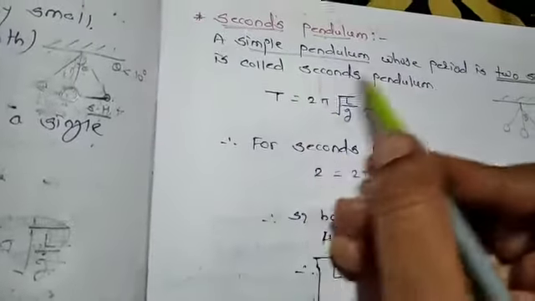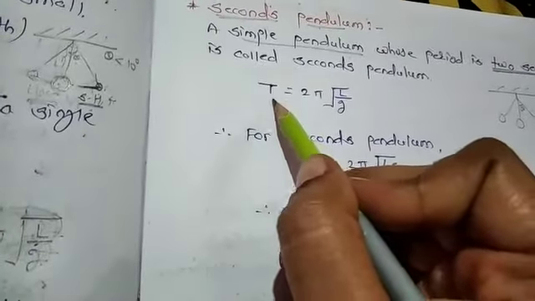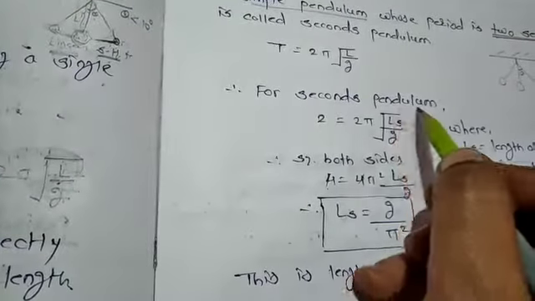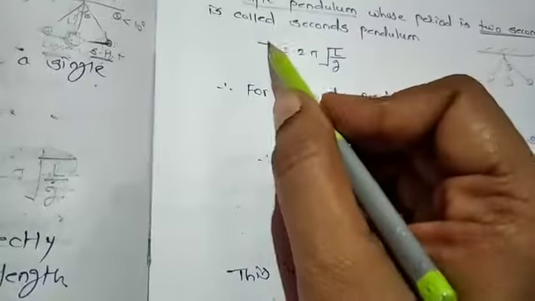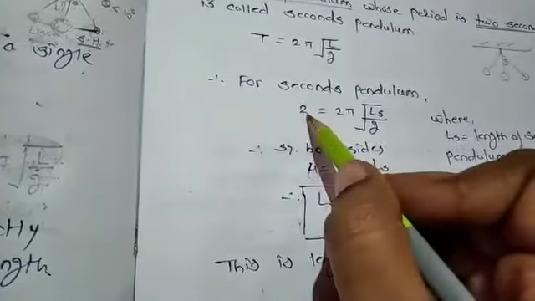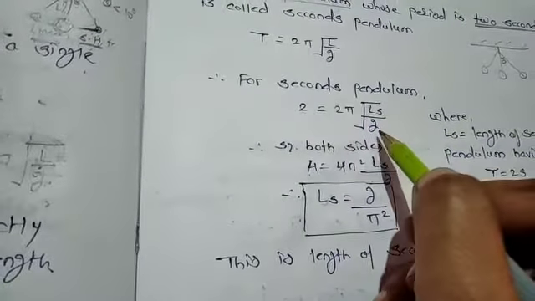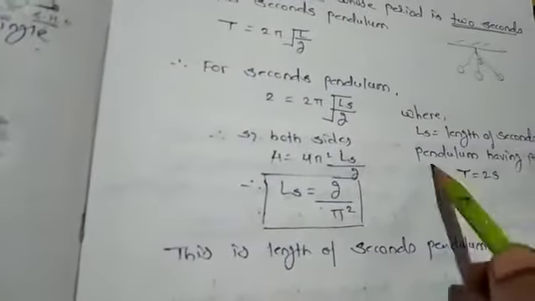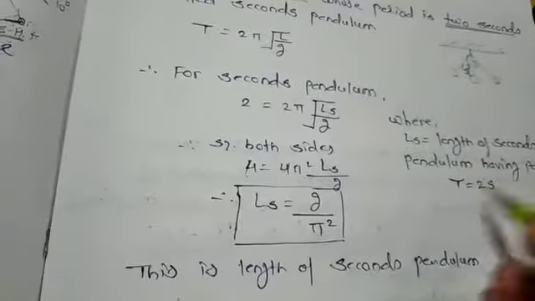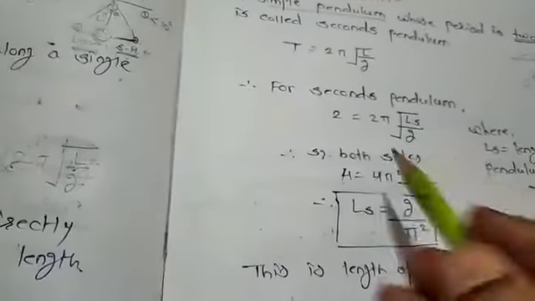As we know, the period of the simple pendulum is given by t is equal to 2 pi under root of L upon g. For the seconds pendulum, the period is equal to 2 seconds. So instead of t, we write 2. 2 is equal to 2 pi under root of Ls upon g. Here Ls is the length of the seconds pendulum, whose period is 2 seconds.